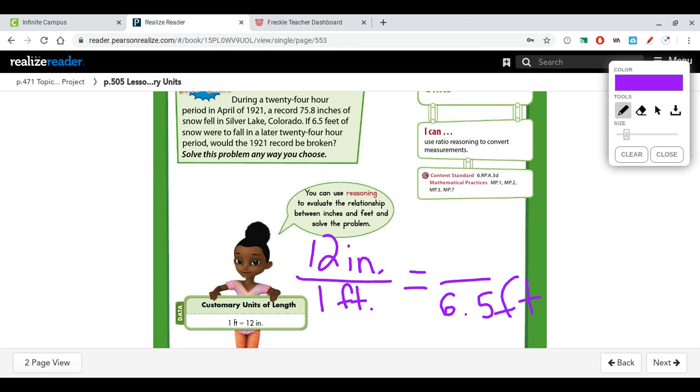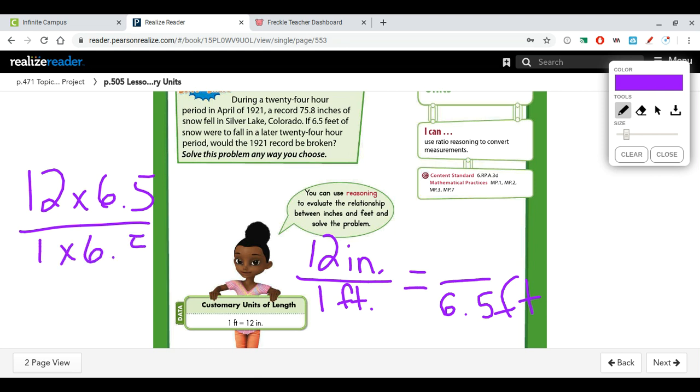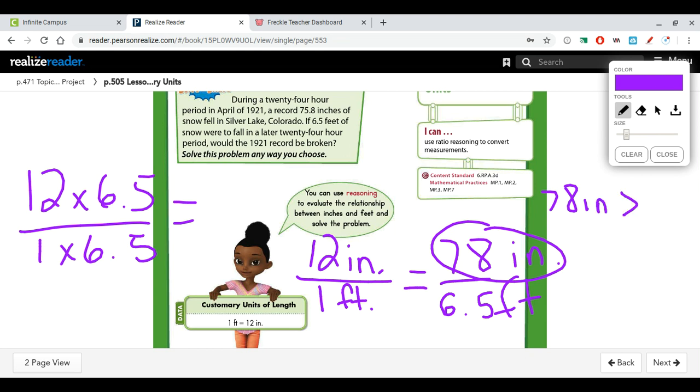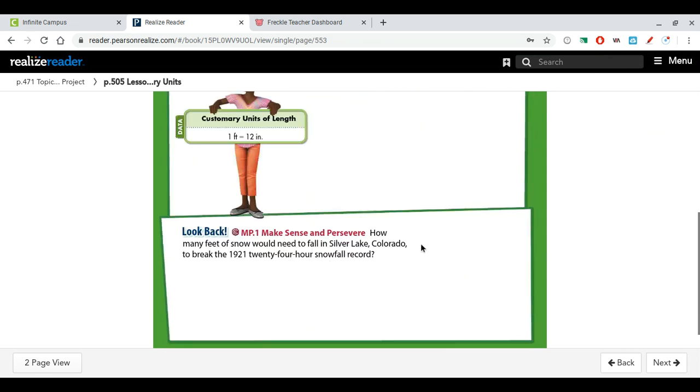When I do this, I am going to take 12 and multiply it by 6.5. And then I would take 1 and multiply that by 6.5. 12 multiplied by 6.5 is going to be 78. So I have 78 inches as my new amount of snowfall. And 78 inches is greater than 75 and 8/10 of an inch. So the record would be broken. Okay. All right, let's go ahead and move down to our look back.